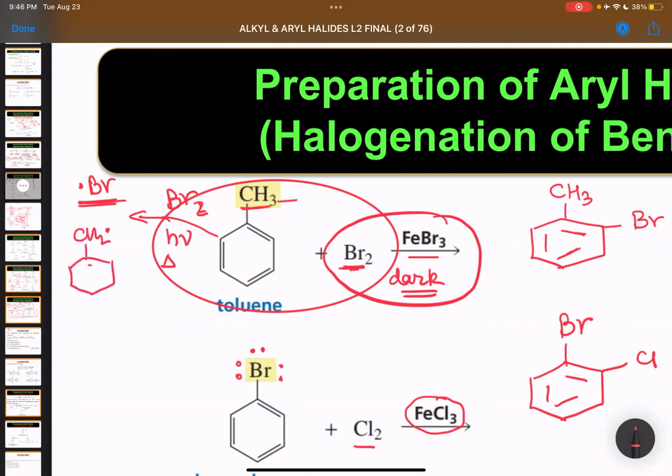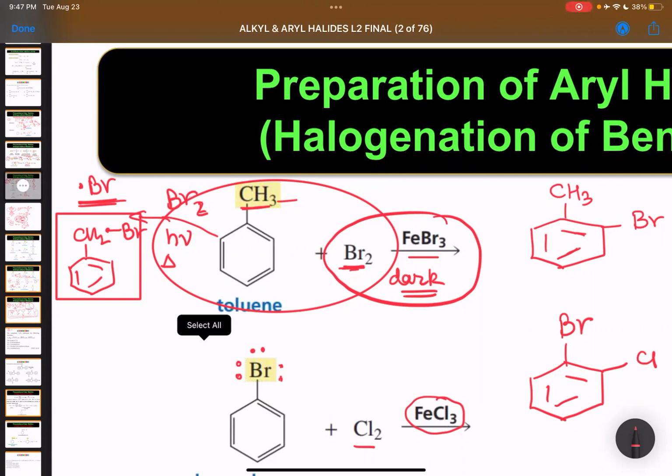And this will again join with Br. So it is called the photohalogenation reaction. Remember, the photohalogenation reaction is used to generate alkyl halides. On an sp3 carbon, if you want to attach a bromine, you need to take Br2 and light. But on the benzene ring, if you want to attach bromine, you need to take Br2 and Lewis acid. Remember, photohalogenation reaction of alkanes.